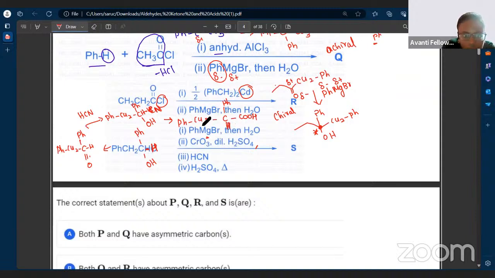So therefore, is there any chiral center? Yes, I have a chiral center. So therefore, what would be the answer? You have to check the answer.